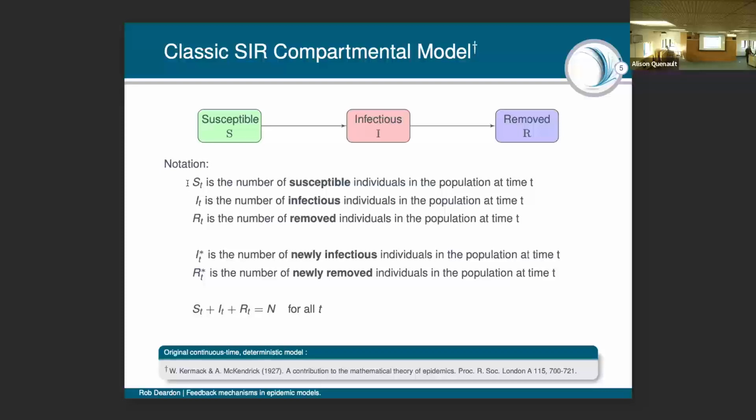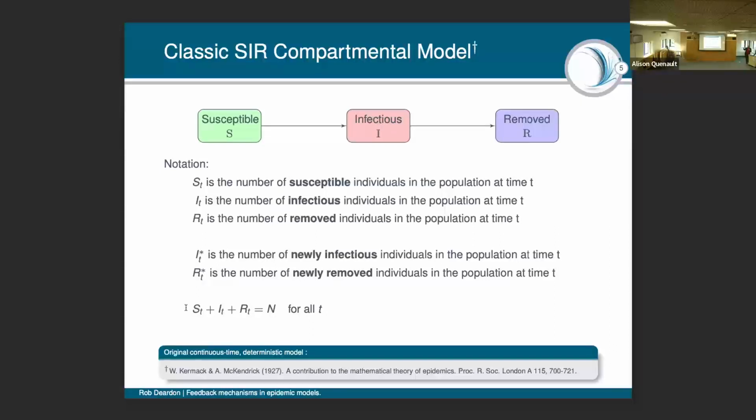I'm going to use standard notation, which is S_t, I_t, and R_t, the number of susceptible, infectious, and removed individuals in the population at time t. And then I'm going to use I star and R star to represent the number of newly infectious individuals or newly removed individuals at any given point in time, right? So I_t here is the prevalence, I star t is the incidence.